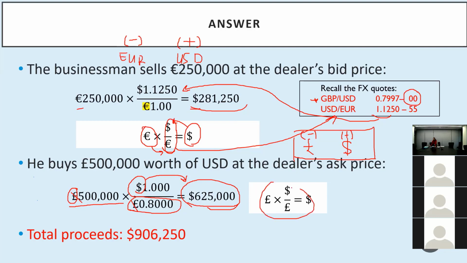So if I sum up the two transactions, I will find that the total sum is about 906,000 US dollars. So these exercises show you how to convert from one currency to another using the correct bid and ask price, the correct direct and indirect quote.